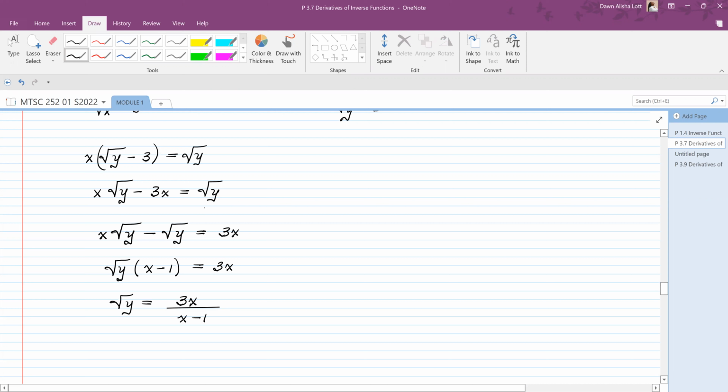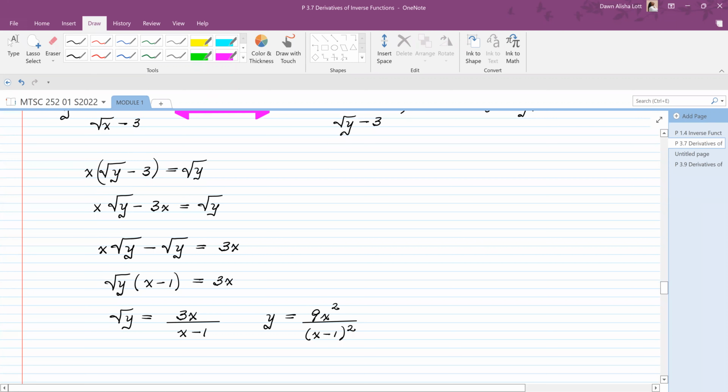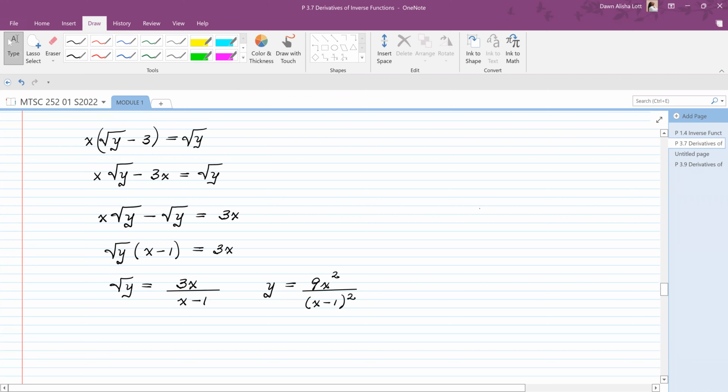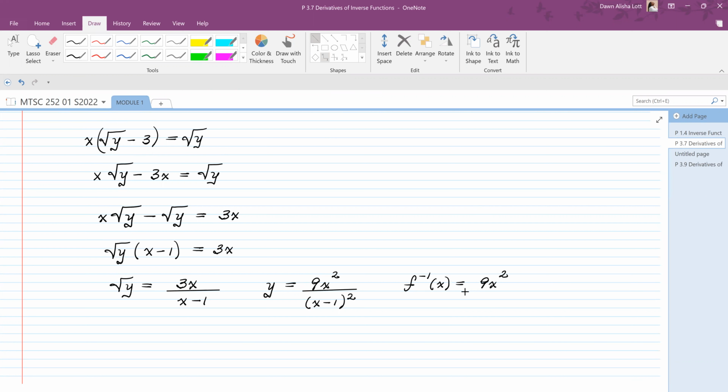And so when I square both sides, I get y. It's going to be 9x squared divided by x minus 1 squared. Okay. Any questions? So now the last step is that f inverse of x has to be 9x squared divided by x minus 1 squared.